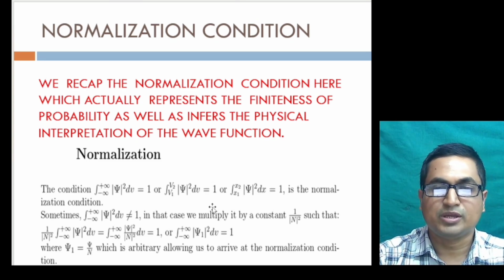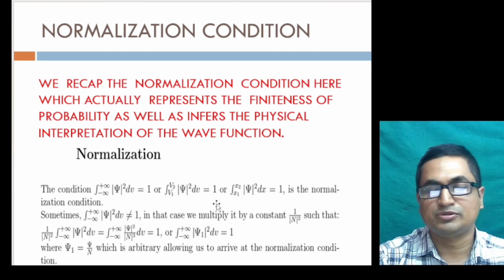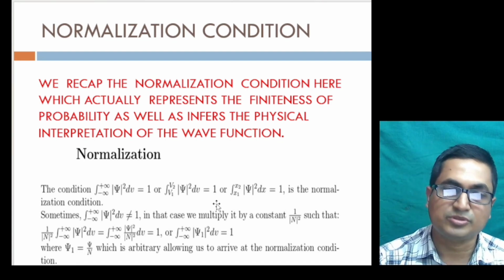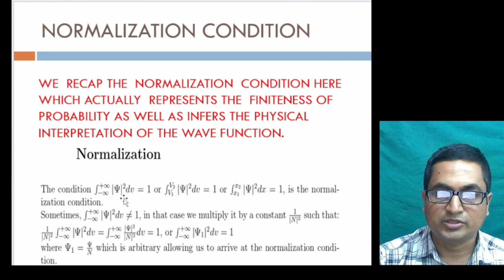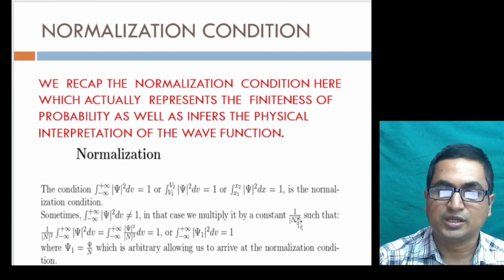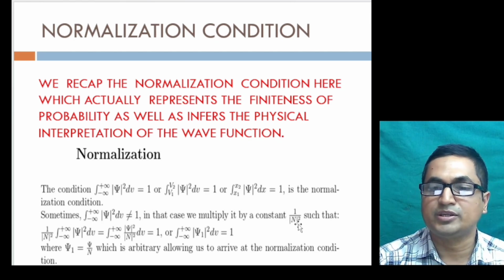So this we have already discussed. Normalization simply means the probability is conserved and the maximum probability is 1. If this normalization condition is automatically 1, then we need not bring a constant, and if it is not equal to 1, we need to bring a normalization constant.